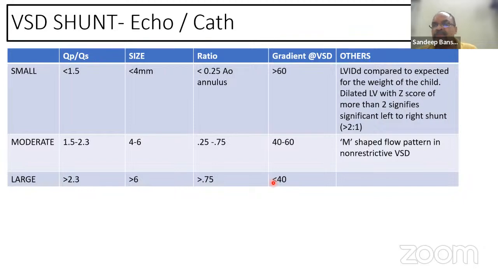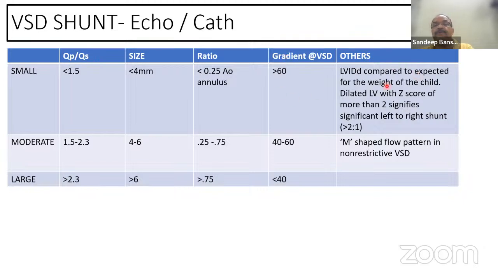Another important question that your examiners like to ask is, what is the PA pressure if the gradient across is, say, 60? So all that you have to do is subtract the gradient of 60 from the systolic blood pressure of the individual, because that would be equal to the left ventricular pressure, and that gives you the pulmonary artery pressure or the RV pressure, unless there is an RVOT obstruction.